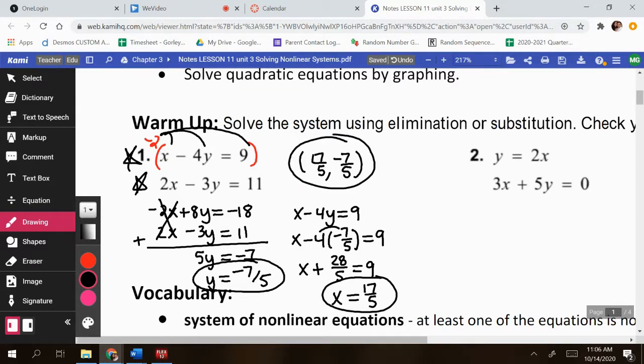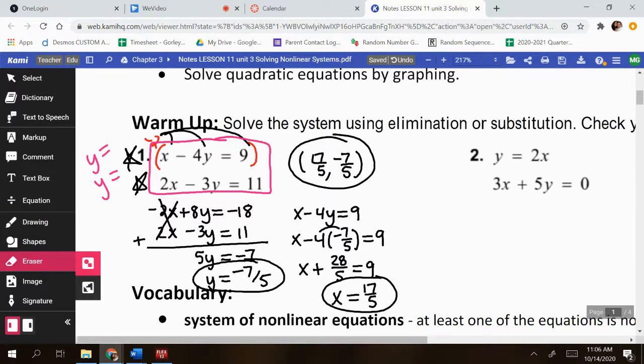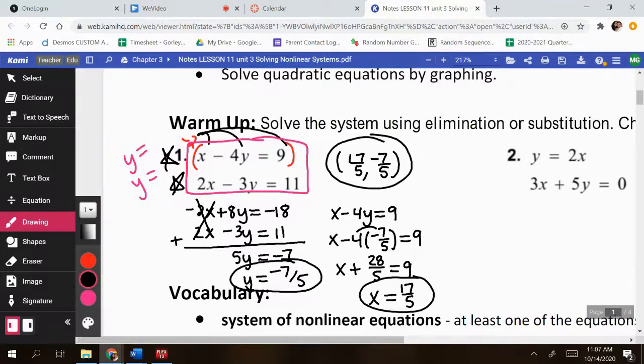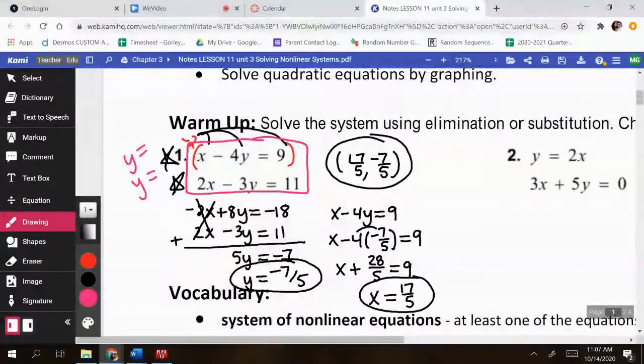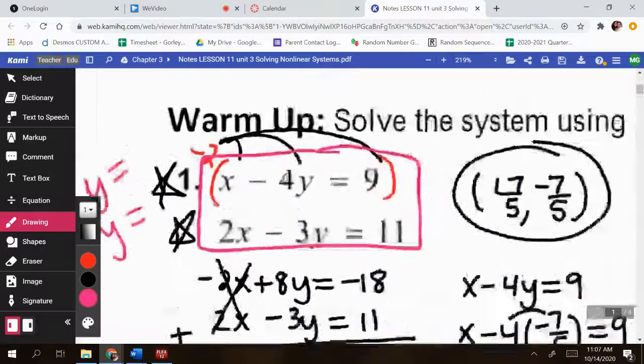Remember, when I'm using elimination or substitution to solve, we're really finding the intersection point between these two graphs. So if you want to get each one in y equals format, you could graph them and see where the intersection is, and it should be at 17/5, comma, negative 7/5. So let's go ahead and do that just really quick. The directions do say to check your answer with your calculator. So we'll do it for the first one, just so you know what I'm talking about.